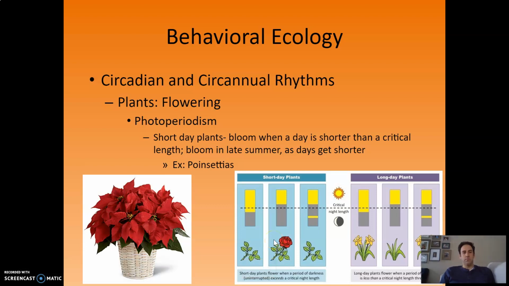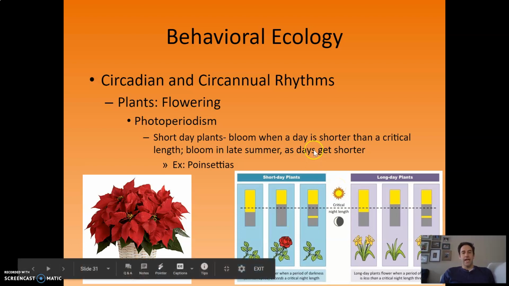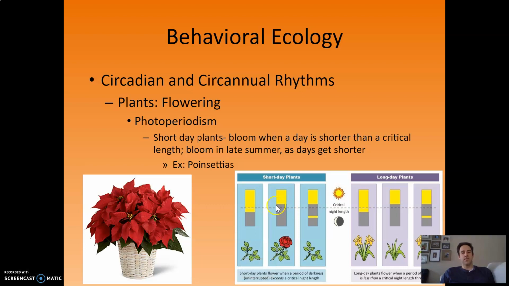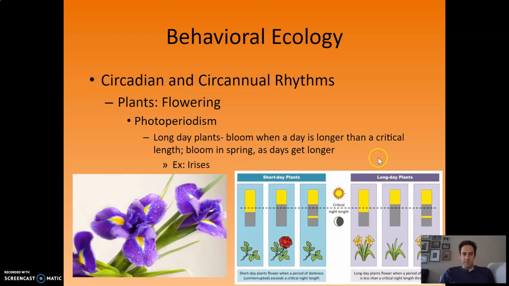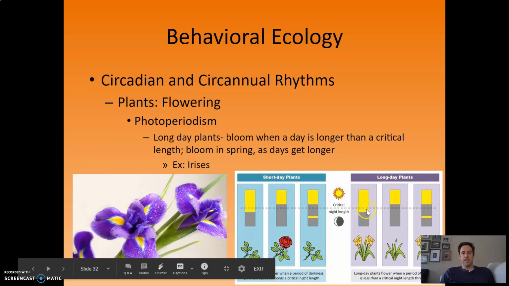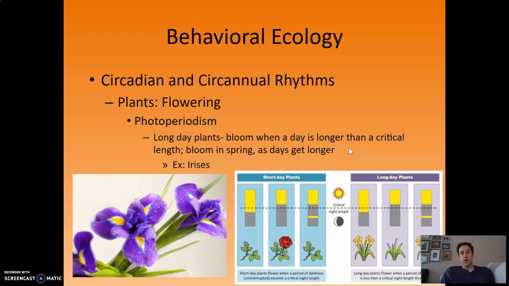Short day plants will bloom in late summer or early fall as the days get shorter. So you can imagine in the summer you have long days, represented by where my mouse is, and then slowly the days get shorter, shorter, shorter until you cross that threshold, and then boom, they're going to start to flower in the fall. Long day plants, by contrast, irises are an example of this, bloom when a day is longer than a critical length. And so here's our critical length, and here the day is longer than a certain period, and so then they'll bloom. If it's shorter, they won't. These are going to bloom in spring as the days get longer throughout the year.